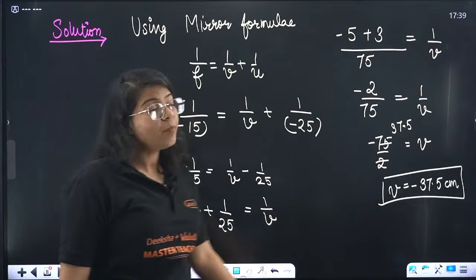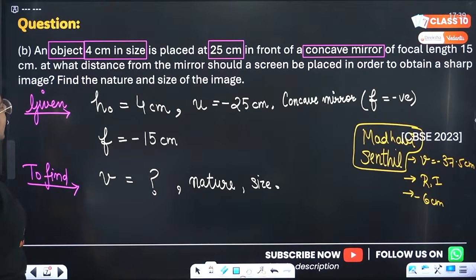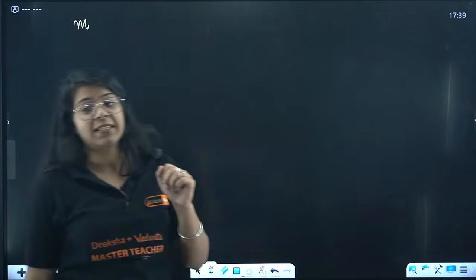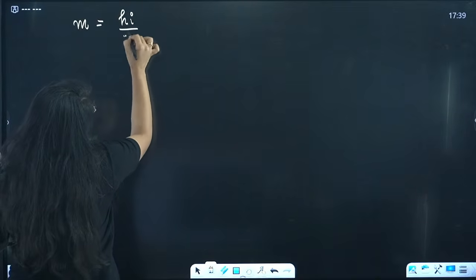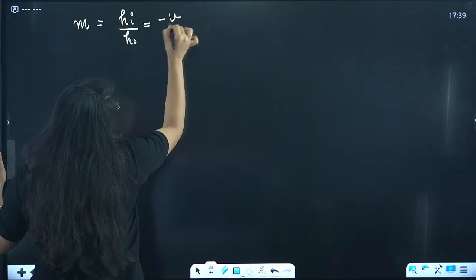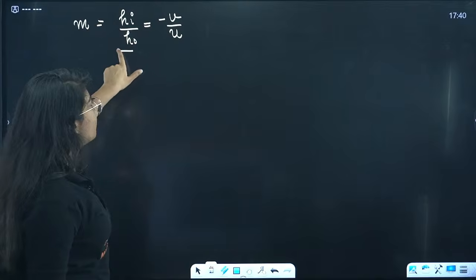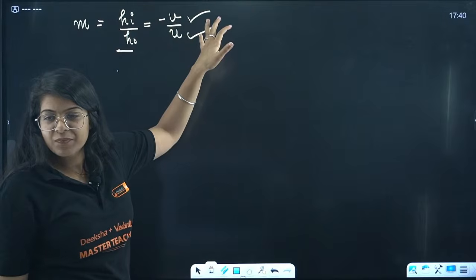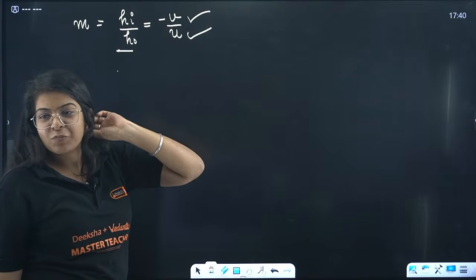V is done. Now, beta, we also have to find the nature and size of the image, right? How do you find the size of the image? Magnification is something with which we find the size. Magnification is height of image by height of object, and the formula is minus V by U. I am given the height of object, I found V, I found U, so can I easily find height of image? Magnification is minus 37.5 by 25.